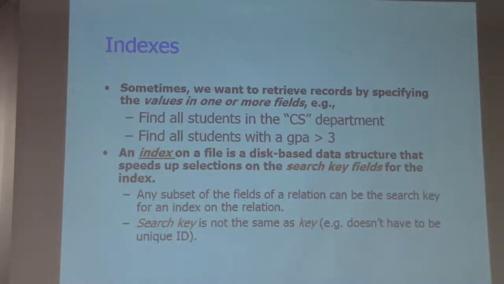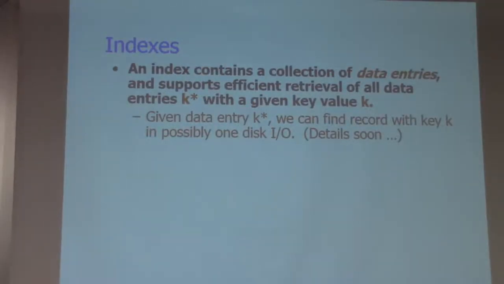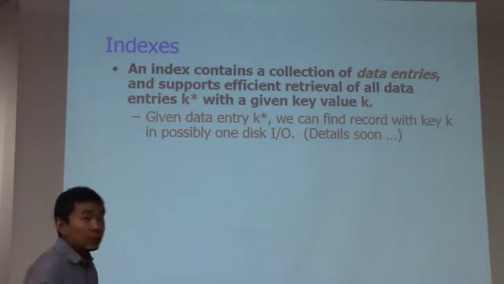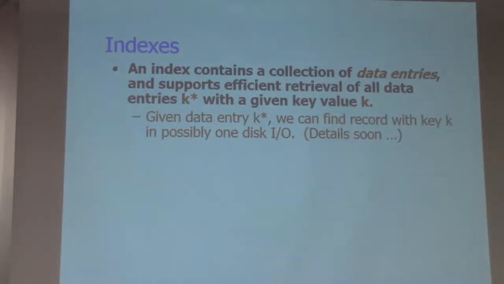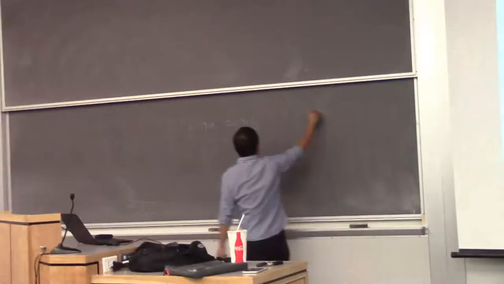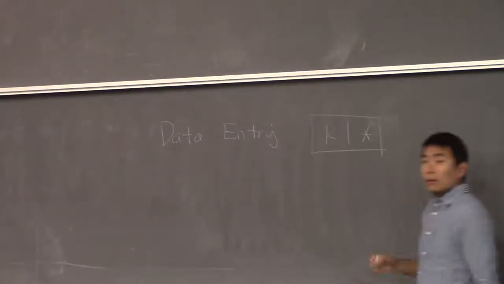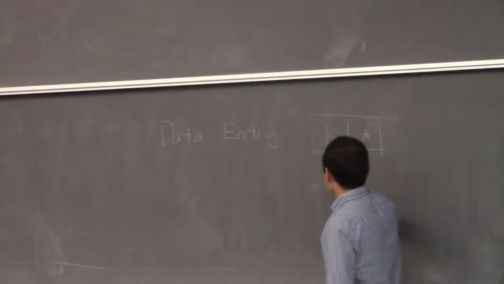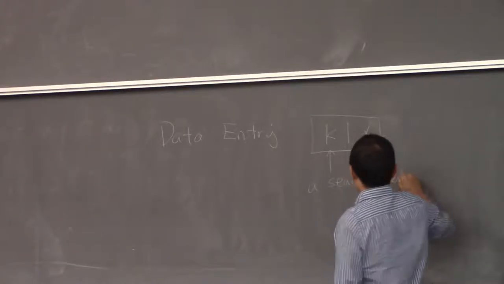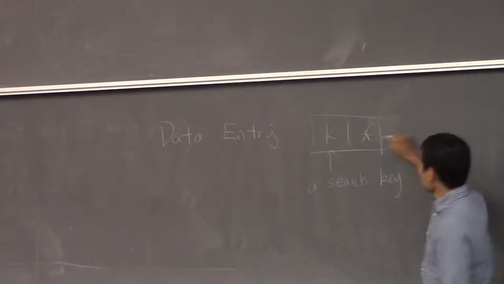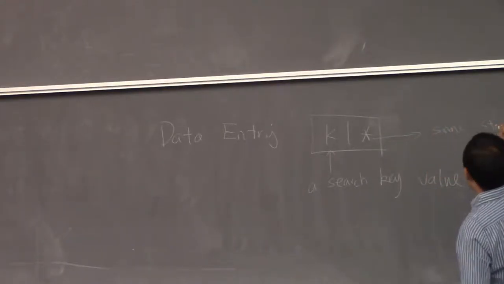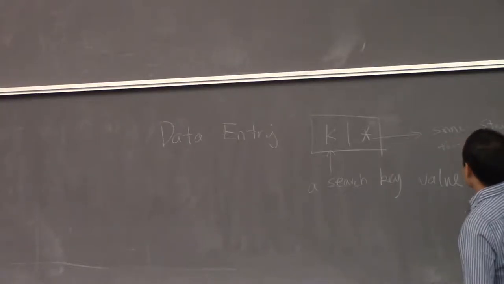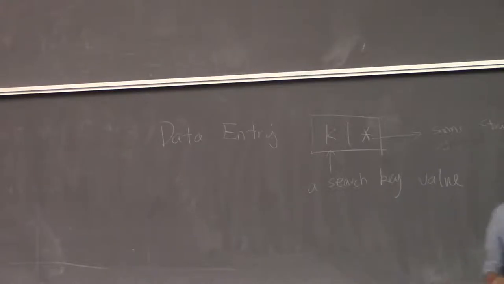Now, an index contains a collection of data entries. And a data entry, in general, we denote as follows: a search key value k, and some structure we denote as heuristic. This heuristic is some structure that we will talk about in a minute.